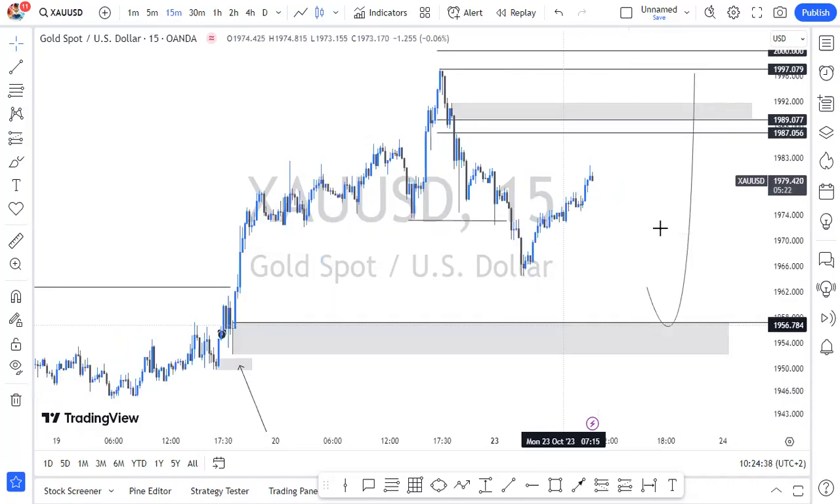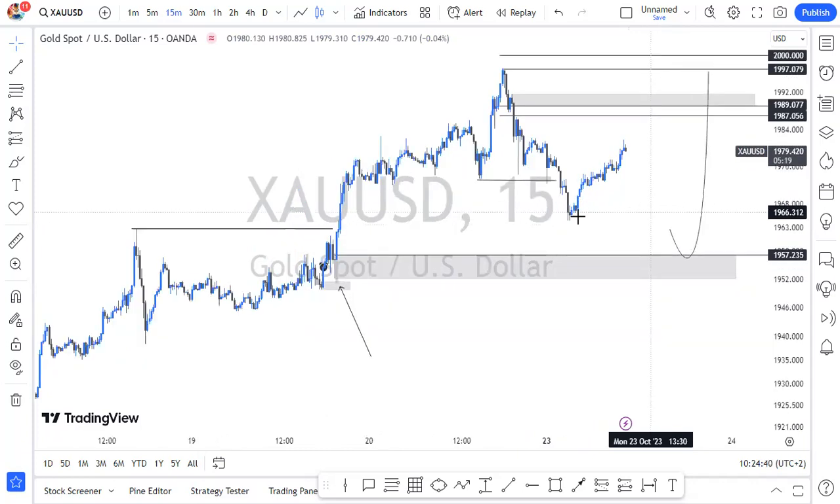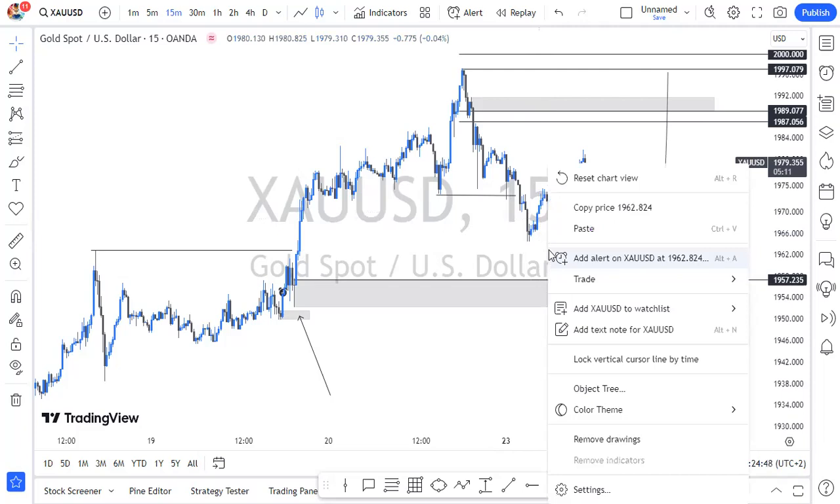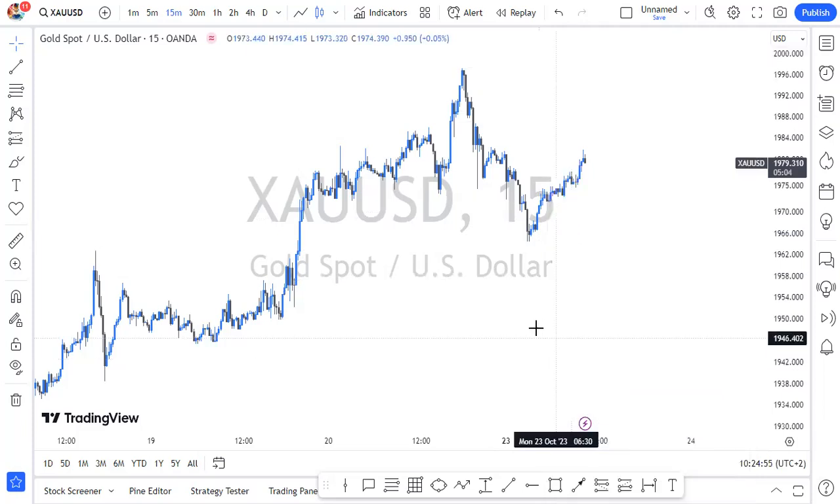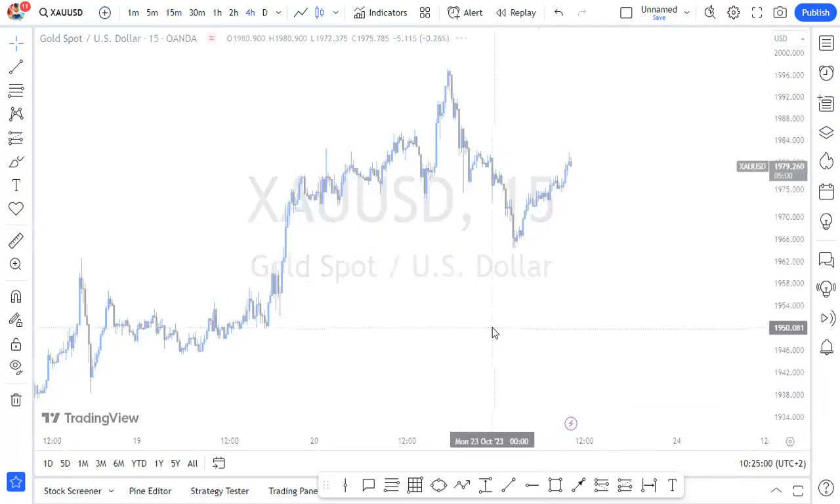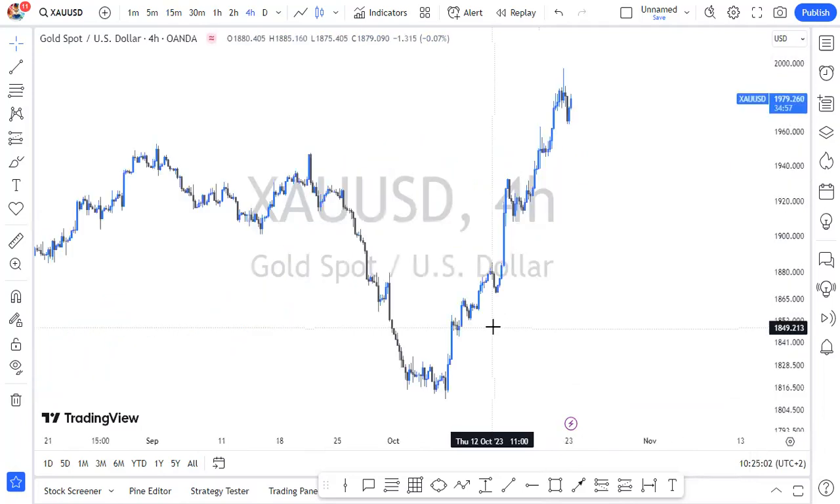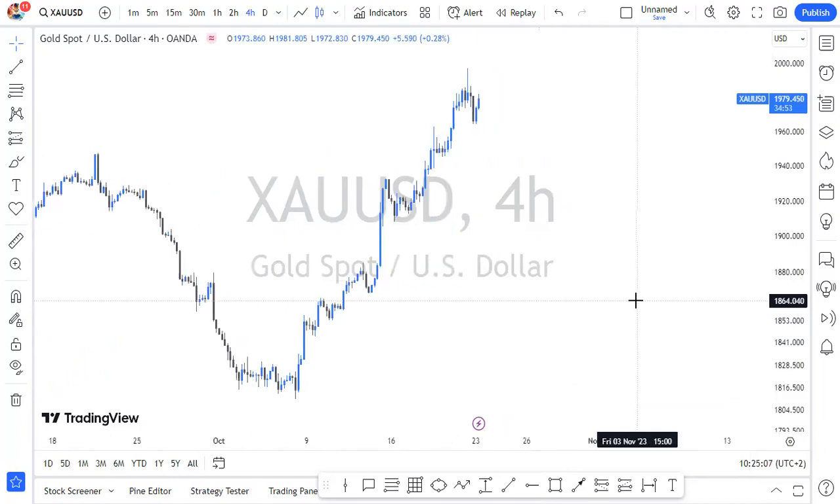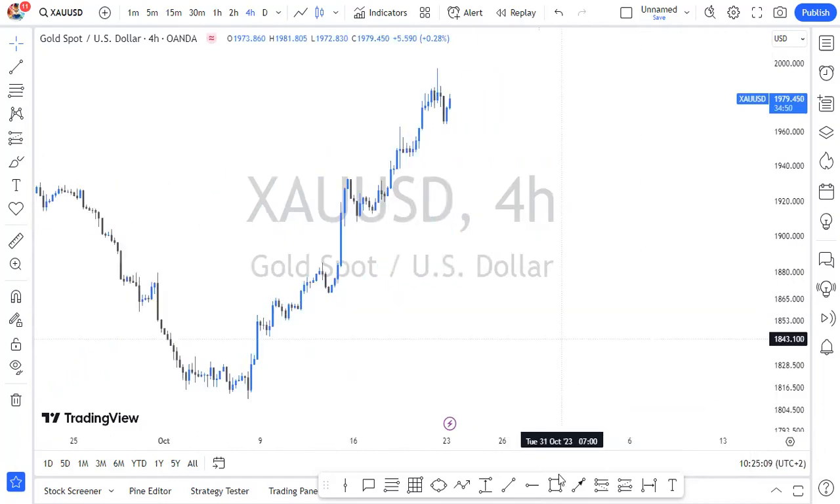So this is the analysis which I made a couple of minutes ago. I'll just erase everything and start afresh, so that you better understand. First of all, here's how it came about. I went to the 4 hour. Today is Monday, by the way, 23rd of October.